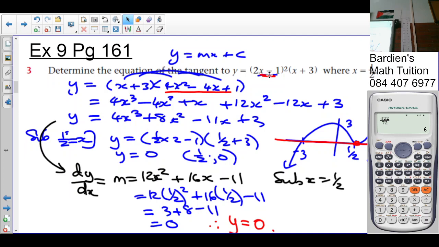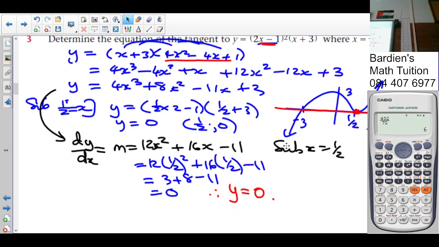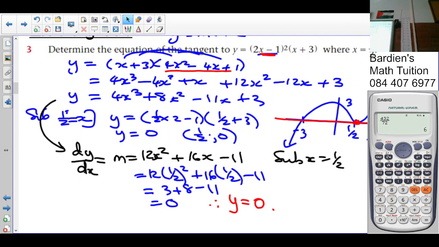Okay. The gradient was 0. You put 0 back into here, you're going to get y equals 0, of course. So since the gradient is 0, the tangent is going to be parallel to the x-axis. Okay. Any problems with number 5? Yes?